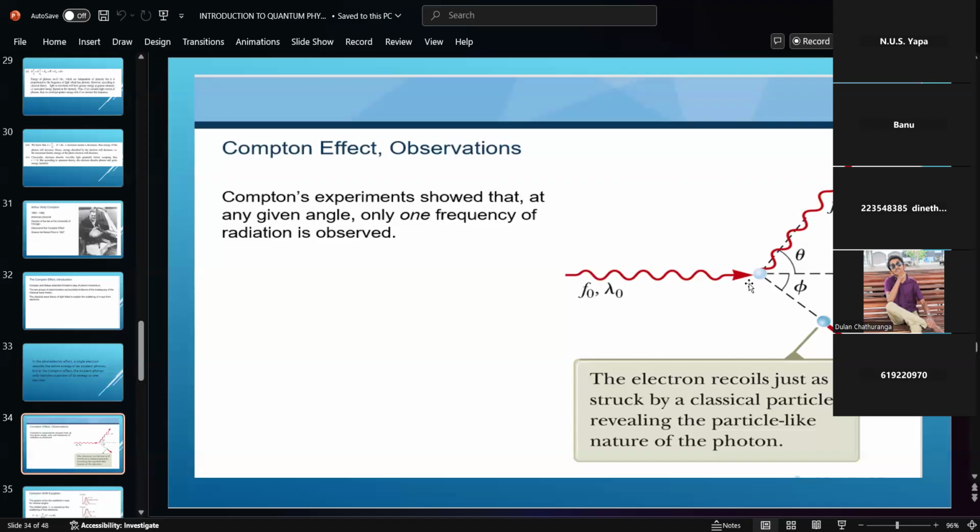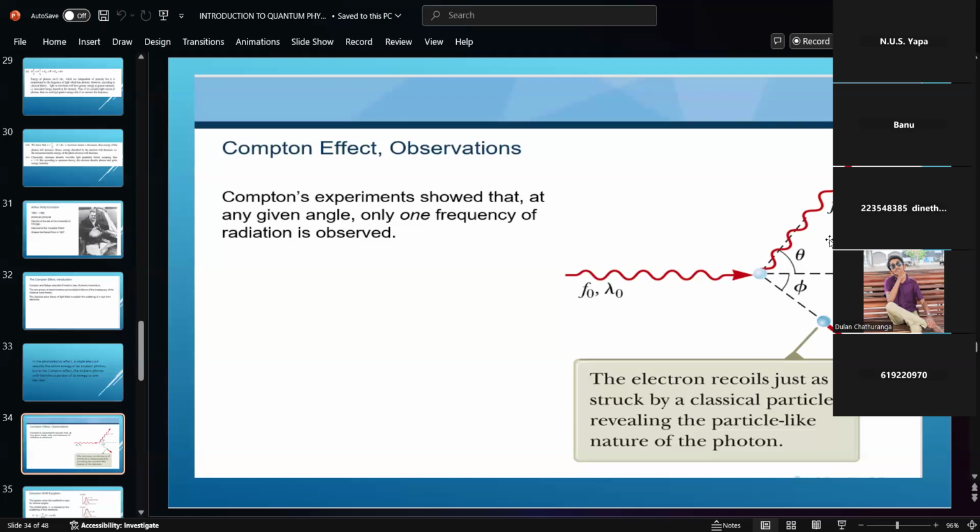And it collides with a free electron, one free electron, just like billiard balls. And then what happened? Individual photons are considered as scattering elastically, right? Then the incident photon transfers energy to the electron during the collision. Then f dash, lambda dash is the scattered photon.